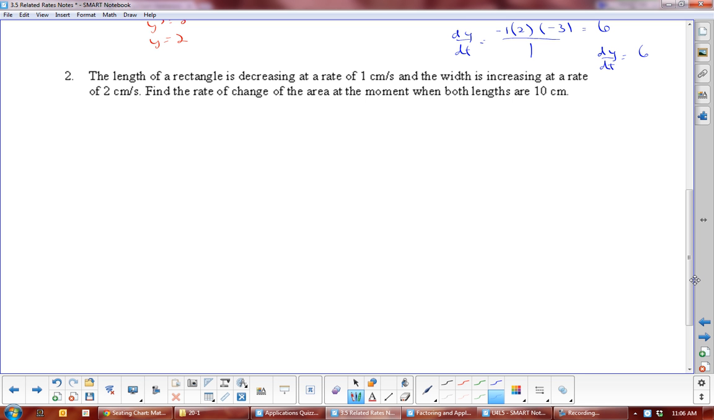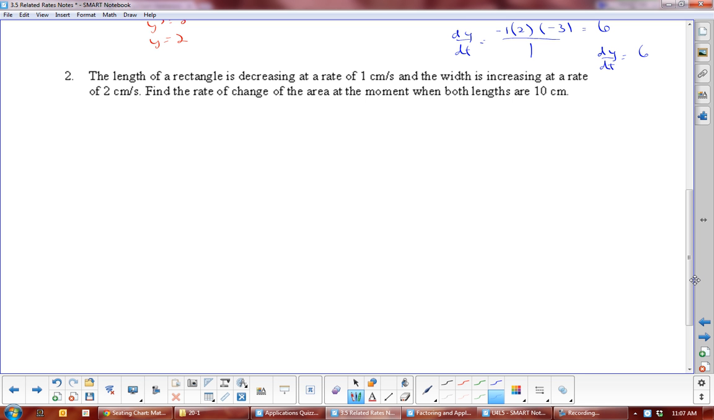So we had to find the length of a rectangle is decreasing at 1 centimeter per second, and the width is increasing at a rate of 2 centimeters per second. Find the rate of change of area at the moment when both lengths are 10 centimeters.